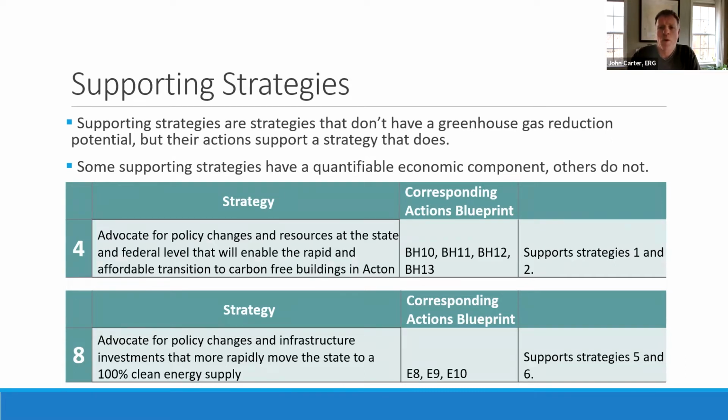We also have what we're calling supporting strategies. As I mentioned, there were about 20 overarching strategies once we aggregated all of those actions from the blueprint document. A handful of them don't really have a greenhouse gas reduction potential per se, nor do they necessarily have an economic component either. What you're seeing here on this slide is just two examples of what we're calling supporting strategies. In this case, they are advocacy for policy change, and they are in support of other strategies. The ones there that I mentioned, strategies 1 and 2, which pertain to building efficiency improvements, and strategies 5 and 6, which pertain to the 100% clean energy.